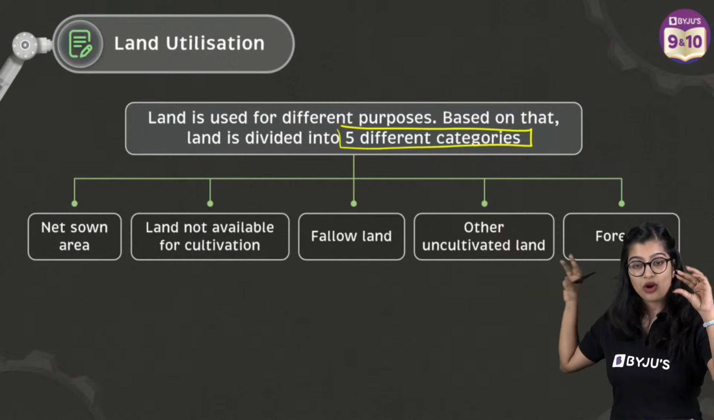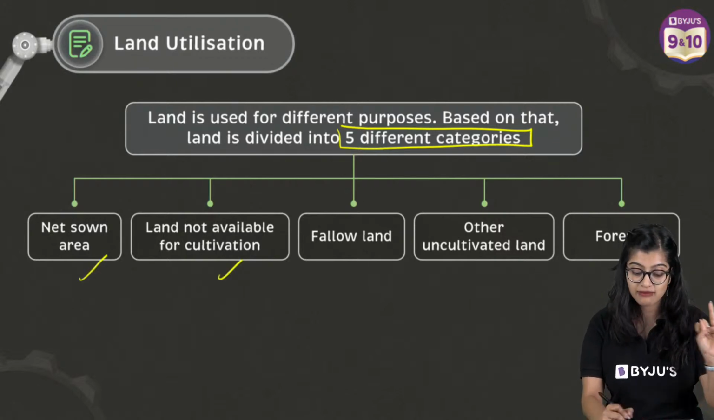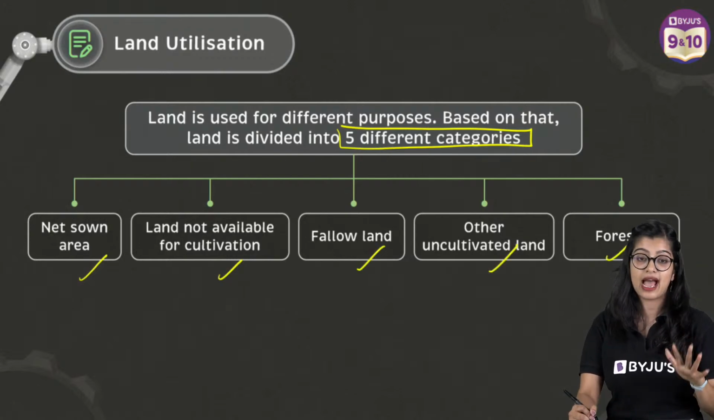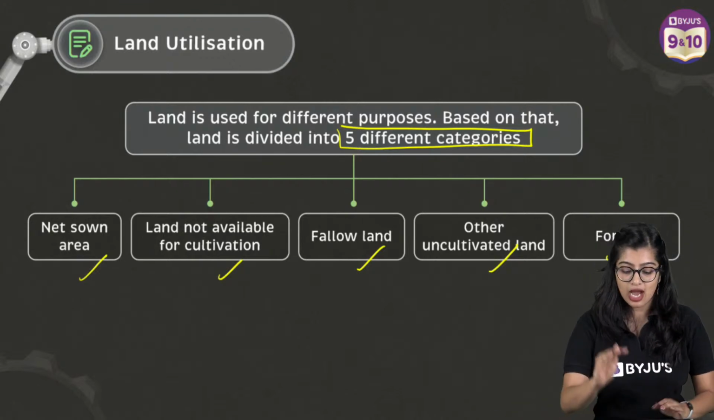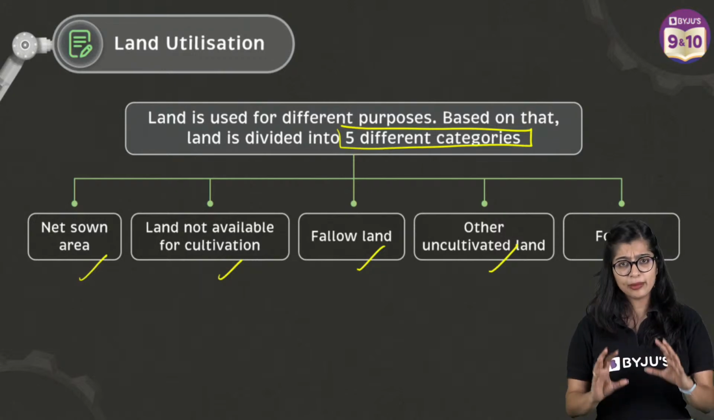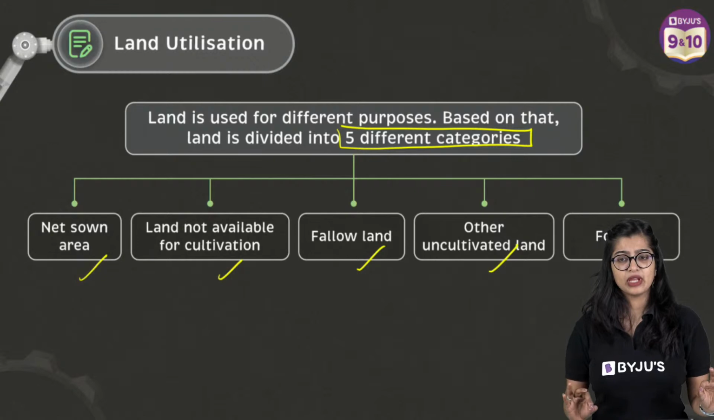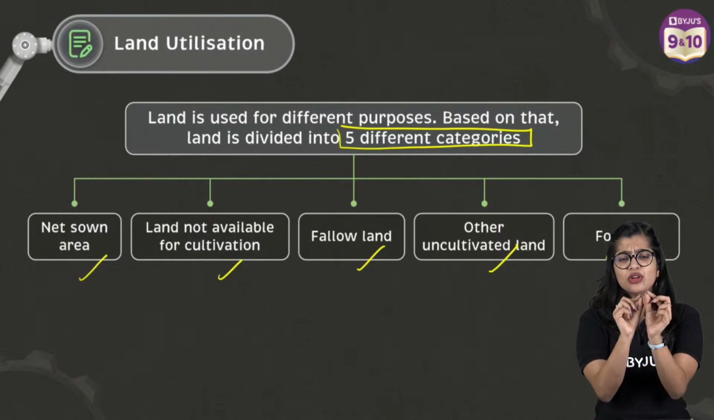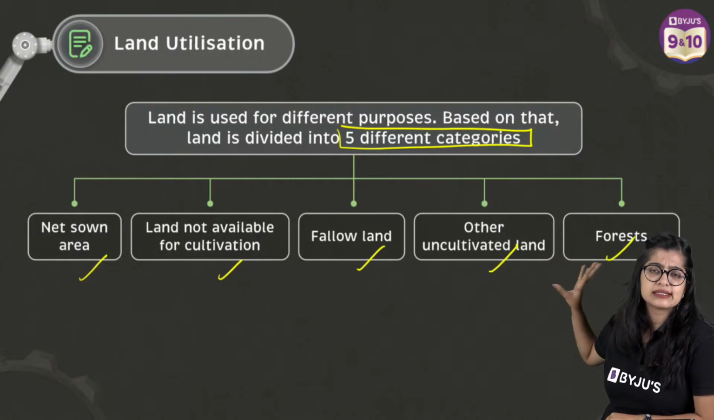Now, we are going to cover 5 very important things. We will cover net sown area, land not available for cultivation, fallow land, other uncultivated land, and forests. Cricket lover has already started asking me, ma'am, what is fallow land? Now I have a question for all of you and I want you to be honest. Take a minute and think about it. How many of you get very scared looking at this? Tell me. These terms look very complicated, right? Or the differences between them are very small, very fine points of difference that exist.